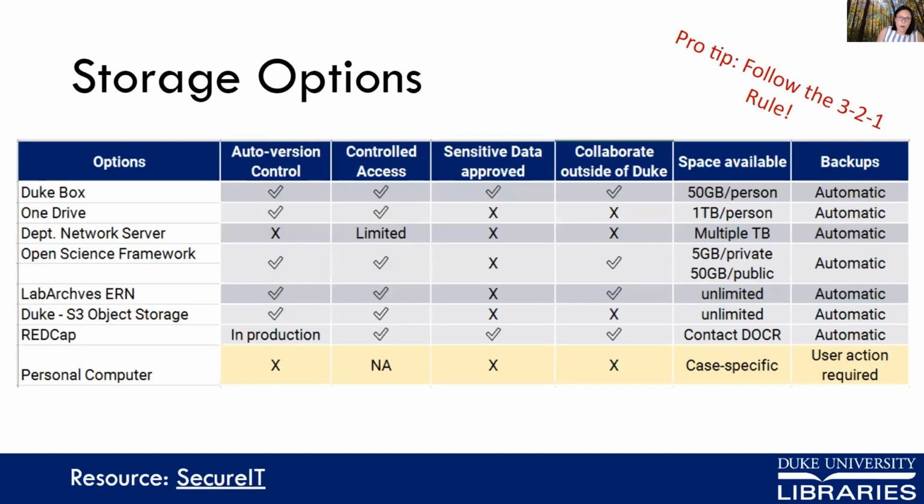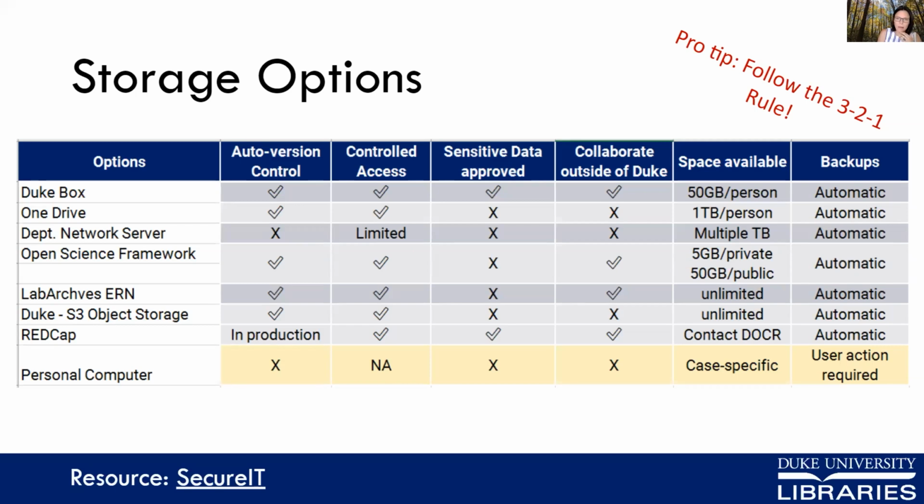And the first part of that is figuring out, well, where are you actually going to store your materials? So this is a nice chart that shows some of the Duke supported options for data storage and has some various different elements that you may want to consider when assessing those tools. So things like, does it have auto version control? Can you control access to different individuals? Is it approved for sensitive data? Can you collaborate outside of Duke? How much space? And then backups.